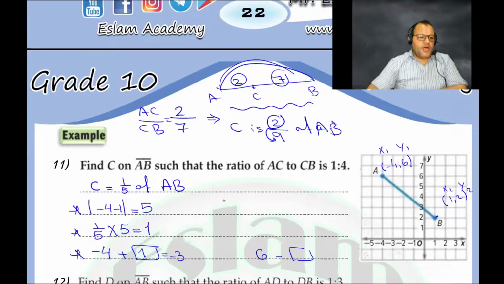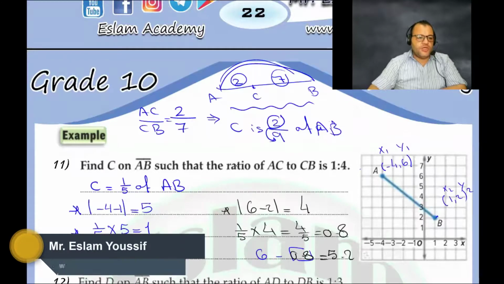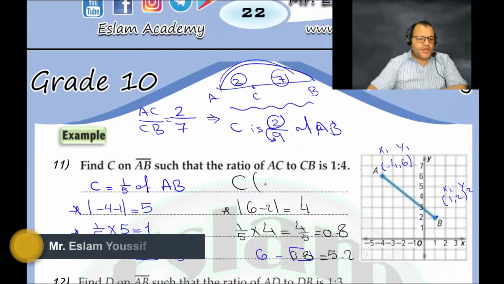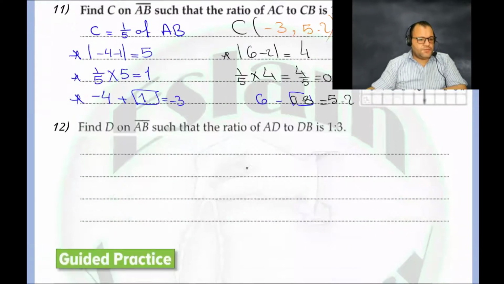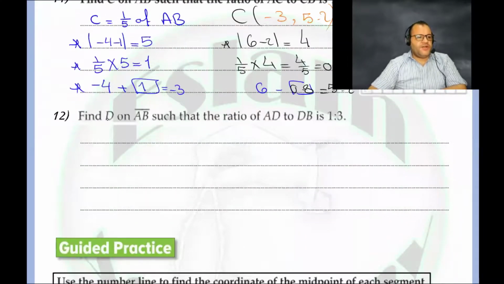So for number 2, I will repeat the same. It will be 6 minus 2, which equals 4 units. So I will say 1/5 times 4, which equals 4 over 5, which equals 0.8. So I will use 0.8, which gives 5.2. So the coordinate of the point C will be -3 and 5.2. Is that clear? Okay. Very clear. We need to find D.